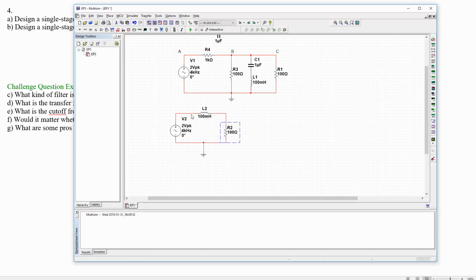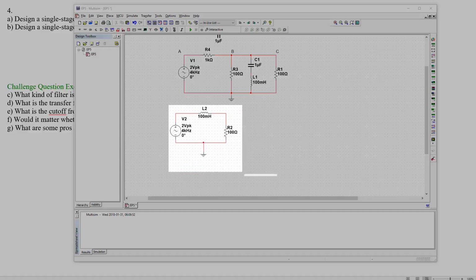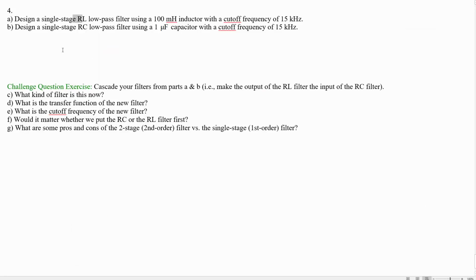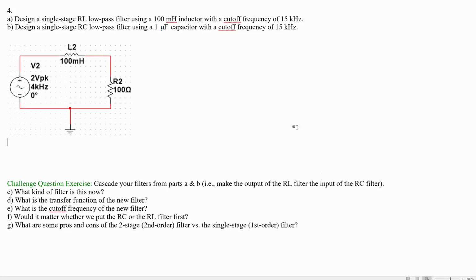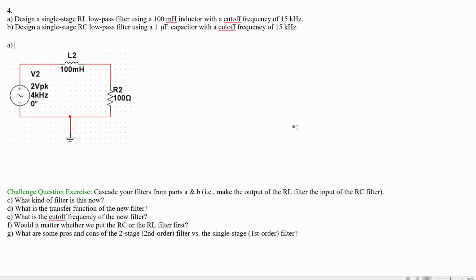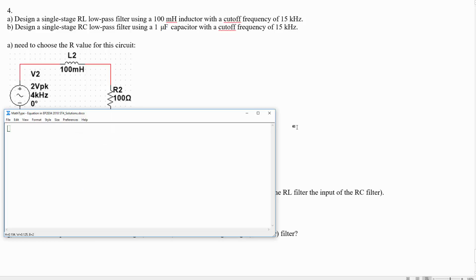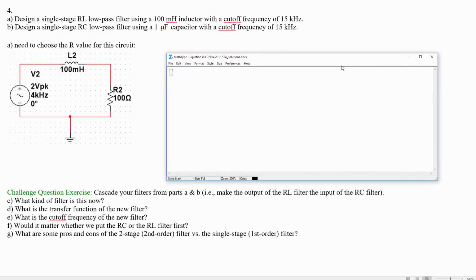So the only design parameter that we have is the resistance. With this in mind, the transfer function of the low pass filter is something that we can determine from this. I'm just using a clipping program to take a picture of that and put it in here. We need to choose the R value for this circuit.